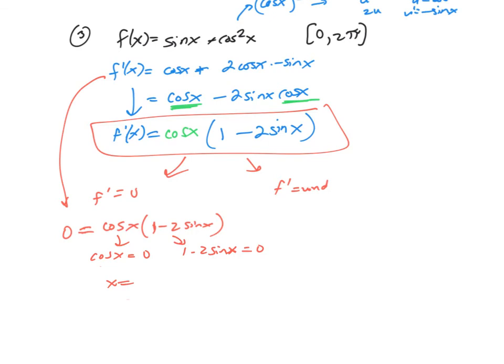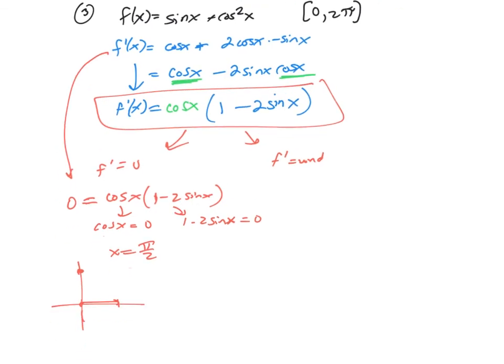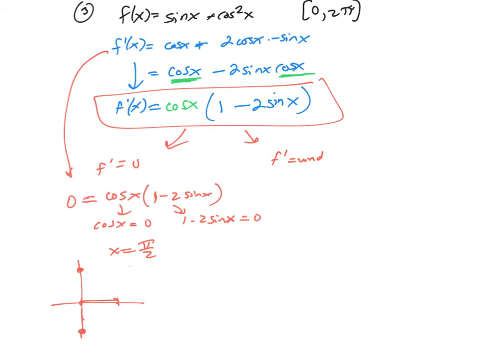So when is cosine equal to 0? Yep, I'm thinking the unit circle. Draw it if you need to. Cosine is my x value, so it's not over here. That's when cosine is 1. Cosine is equal to 0 up here, which is pi over 2. And I'm on the interval from 0 to 2 pi, so I've got to keep going. It also happens down here, and that would be 3 pi over 2. So those are my first two critical values, pi over 2 and 3 pi over 2.